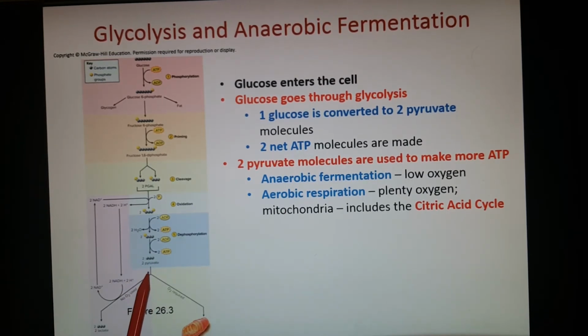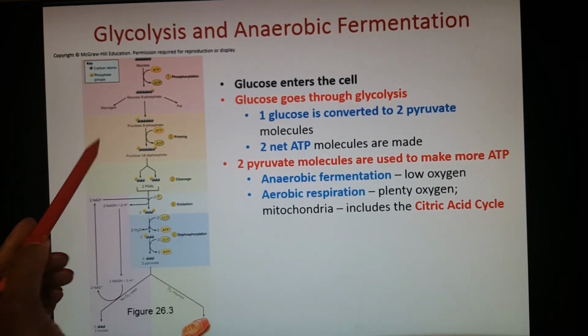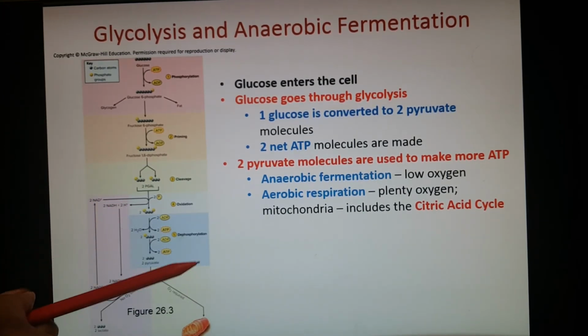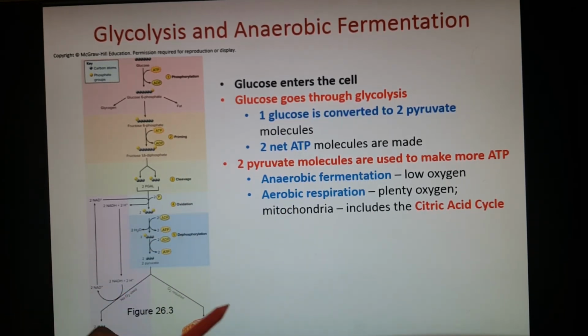So here in our little figure are 2 pyruvate. So here we have low oxygen, so going through anaerobic fermentation where that pyruvate molecule is fermented to lactate. And in this process, the NADH molecule is regenerated so that it can go through glycolysis again and therefore making 2 more ATP. For aerobic respiration, there's a whole bunch of steps. It has its own little figure, and we'll go through those steps later.